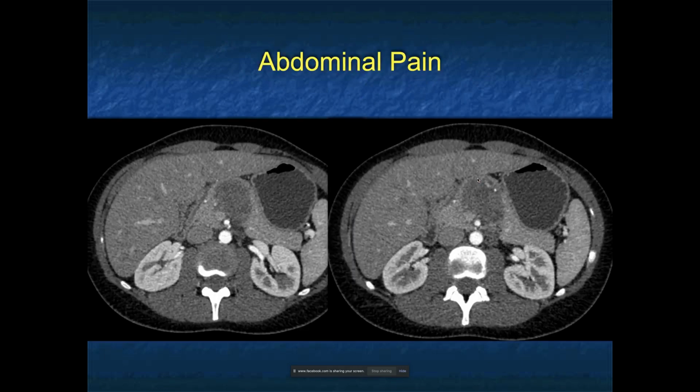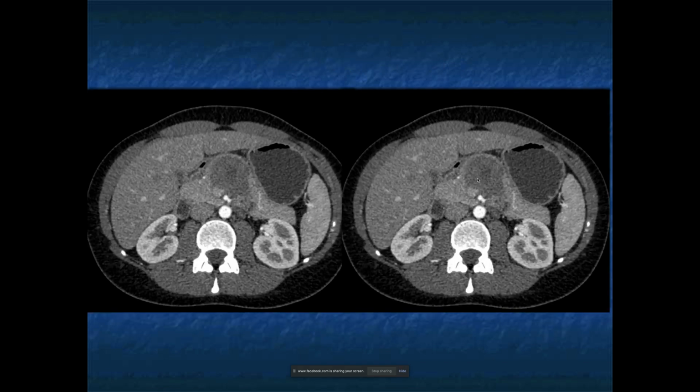Okay, another case. Abdominal pain. What you see very obviously is a mass in the body of the pancreas. It's low density, but it's not cystic. There's a calcification present. There's no dilated pancreatic duct. Here's a few more views of that.